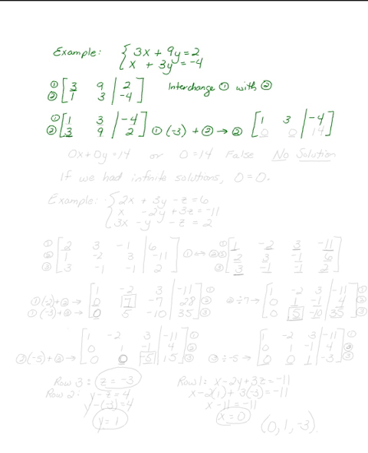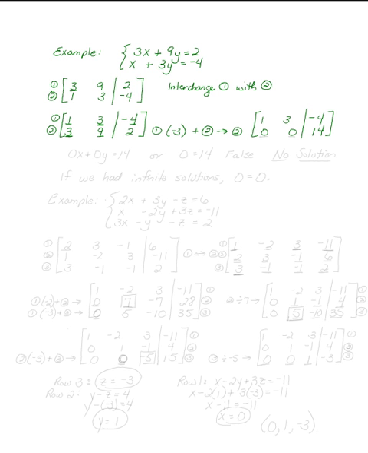Now, if I take 1 multiplied by negative 3 and add it to that 3, we will get a 0 right here. If we take 3 times negative 3, I get negative 9, plus 9 gets me a 0. And if I take negative 4 times negative 3, that gets me 12, plus 2 is 14.